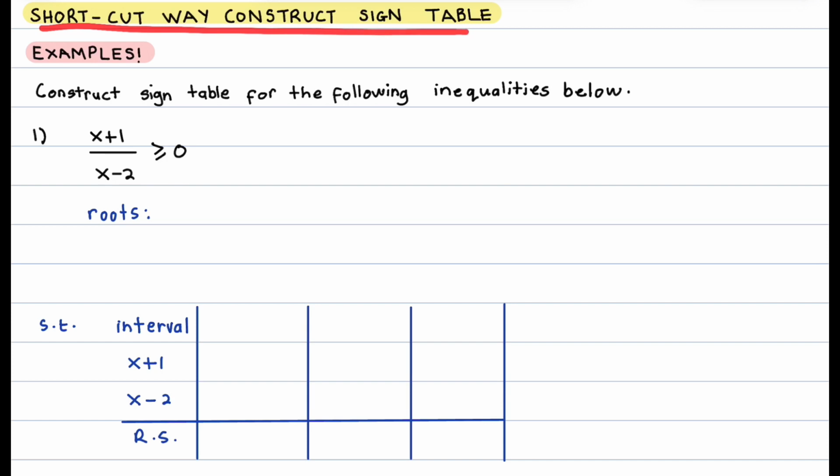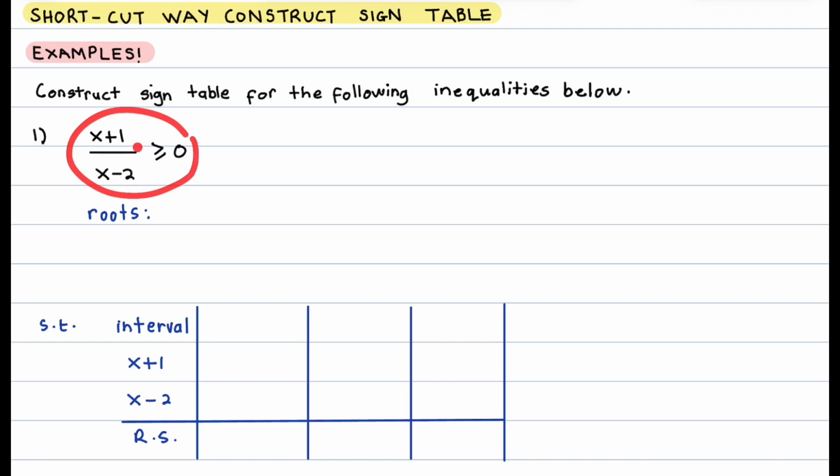Okay, so before this, what we learned in class is we did on the test number, but there is a shortcut way that you can do. So for example, you have a construct sign table for the following inequalities below. So these are given inequalities. So you have (x plus 1) over (x minus 2) greater than or equal to 0. Basically, this one has been factorized completely on the numerator and also the denominator.